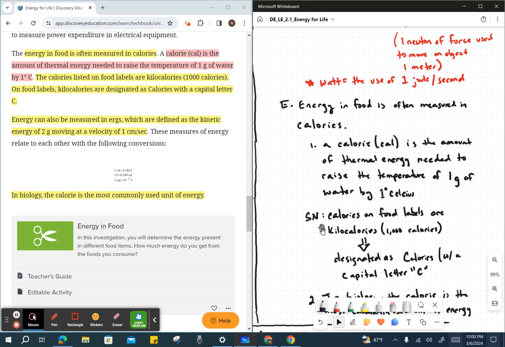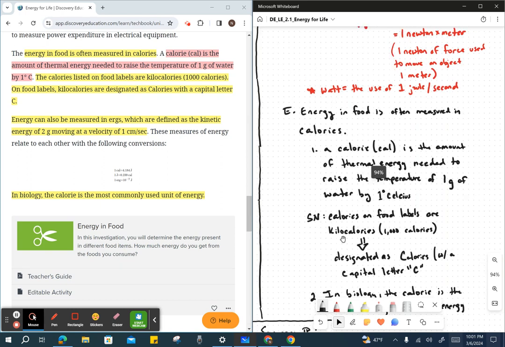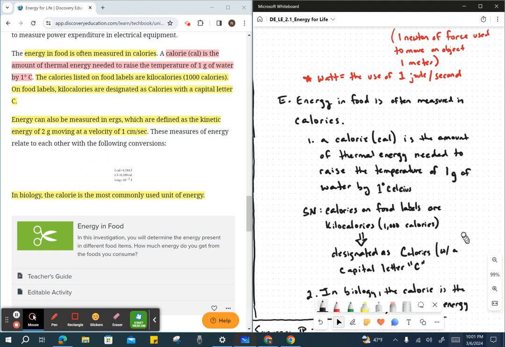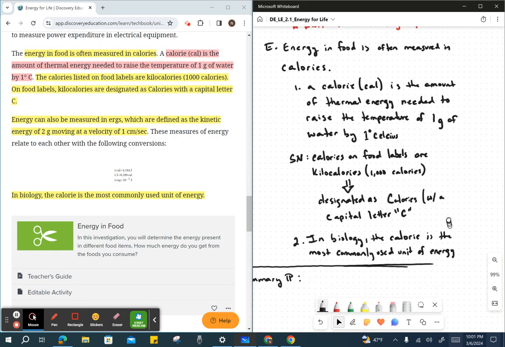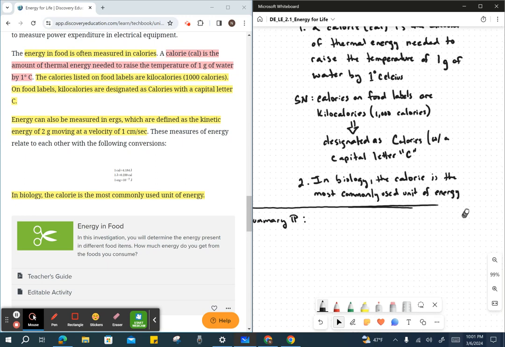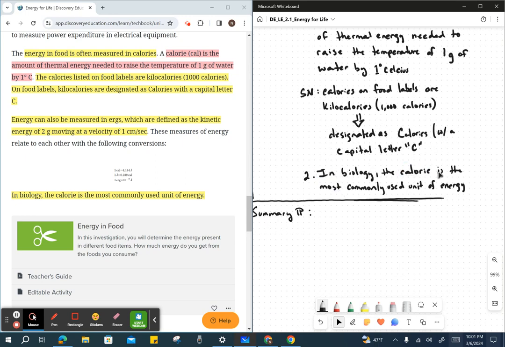A side note here, calories on your food labels are usually referred to as kilocalories, kilo meaning 1,000, so 1,000 calories is a kilocalorie. And this is what they usually are referring to on your food labels. And typically, when they're referring to these food calories, they'll use a capital C to represent that, okay? And our final note there, in biology, the calorie is the most commonly used unit of energy. Maybe not for a physicist, right? But for a biologist, yes.